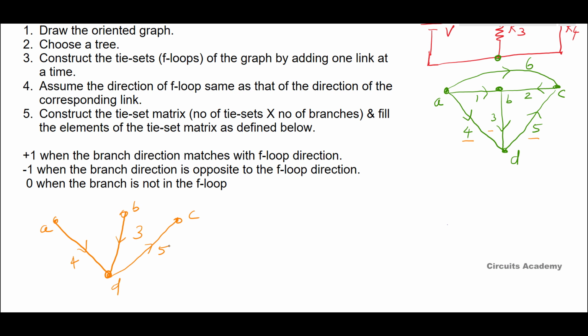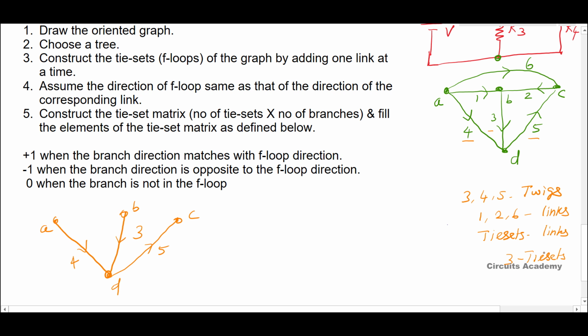Step 3. Construct the tie sets or F loops of the graph by adding one link at a time. So the branches 3, 4, 5 are called twigs and the branches 1, 2, 6 are called links. As per the previous discussions, we can say that the number of tie sets is equal to the number of links. So for this graph, we will have 3 tie sets.